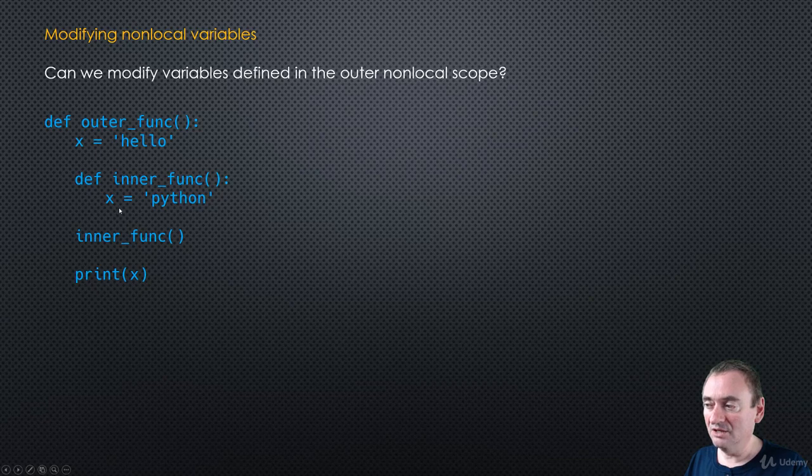It's a local variable. So x is now local to inner-func. This x here masks the x in out-of-func. And then we call inner-func, and then we're going to print x. So now when we call out-of-func, it's going to print hello. Why? Well, remember, when we call out-of-func, x is set to be hello. We define inner-func and call it. It sets x to Python, but that has nothing to do with the x in out-of-func. So when inner-func has finished running, x is still the same one as before, and hence we get hello.